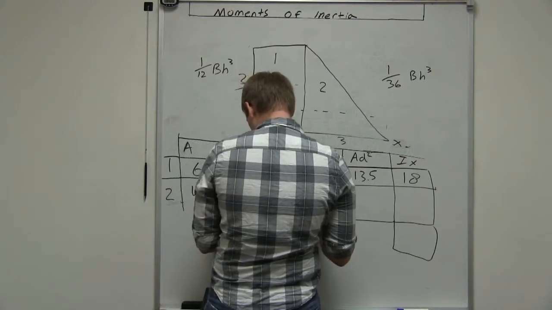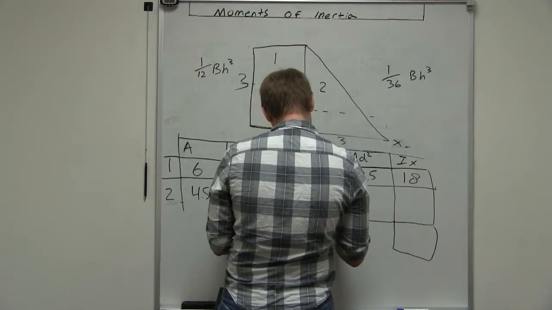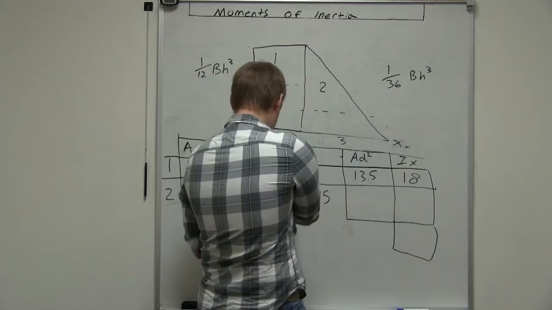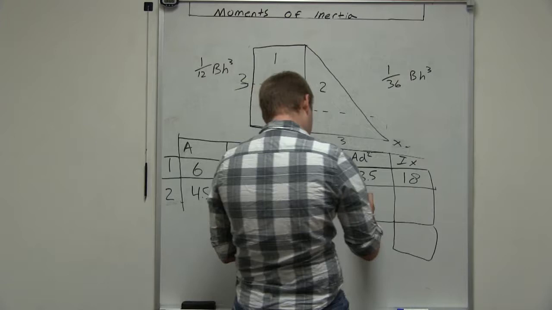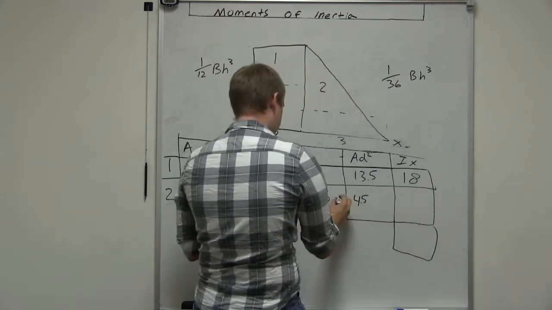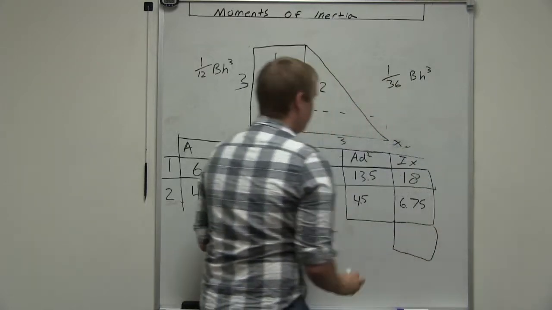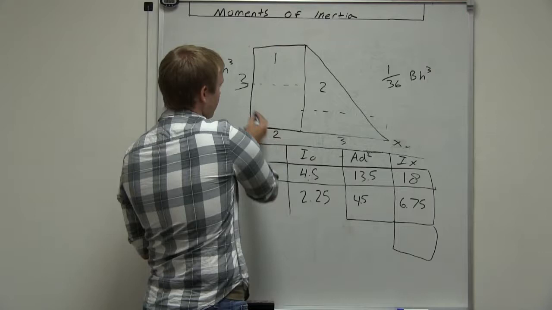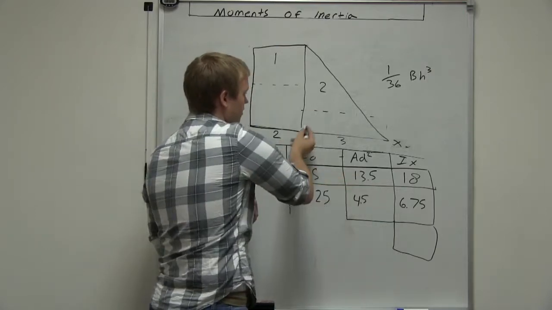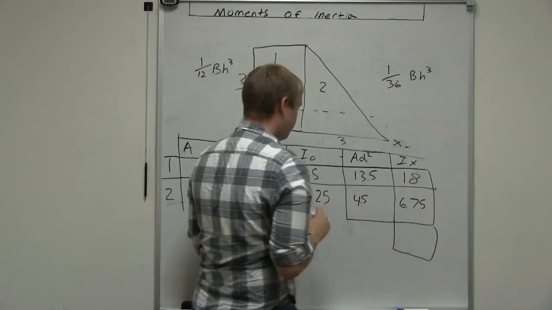The I naught is 1/36 times 3 times 3 cubed, which is 2.25. Area times the distance squared is 4.5. And then you add these two numbers together and it gives you 6.75. So the moment of inertia about the x-axis for this rectangle is 18. The moment of inertia about the x-axis for this triangle is 6.75.